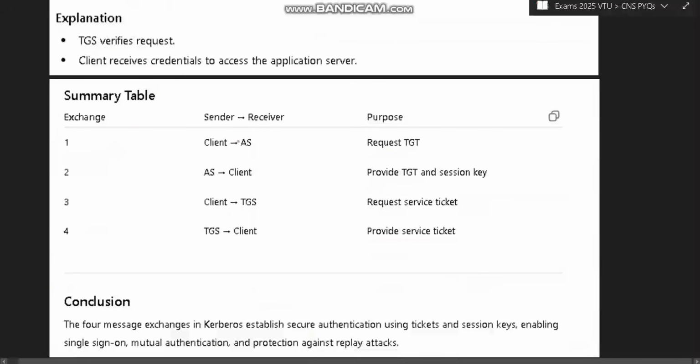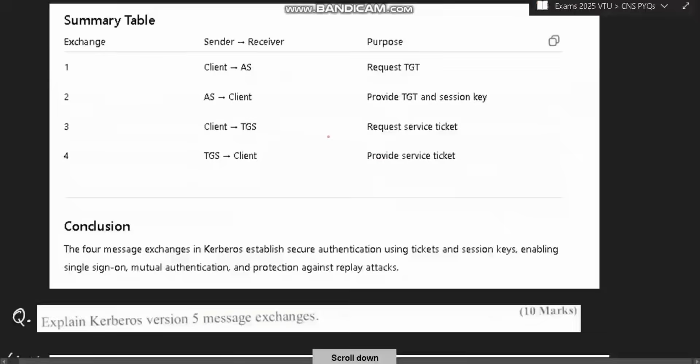This is a summary table. Four types of request and response are there: client to AS, AS to client, client to TGS, TGS to client. Request, provide, where provide means response; request, provide. So these are the four types of logical message exchanges in Kerberos version 4.